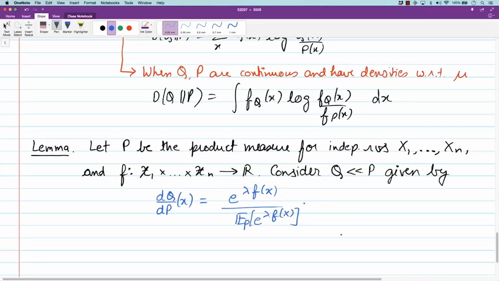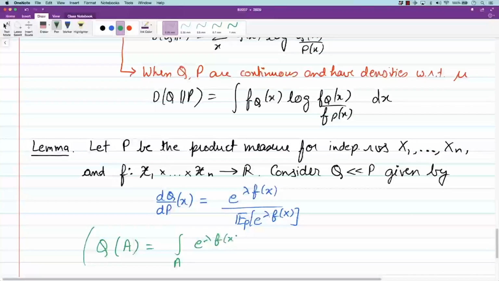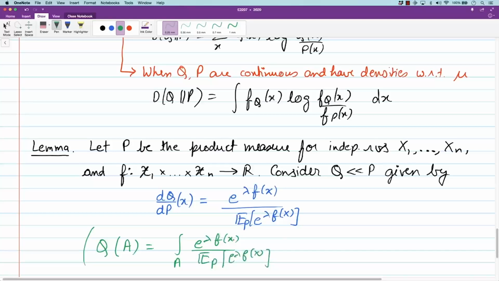And yeah, so suppose this is my measure. So what does this definition mean? It means that if you want to compute the probability of any set A, that's given by the integral of e to the power lambda f(x) over the expected value under p of e to the power lambda f(x), but you have to tell me which measure you use to integrate, and that measure is p. Okay, so it's the expected value.